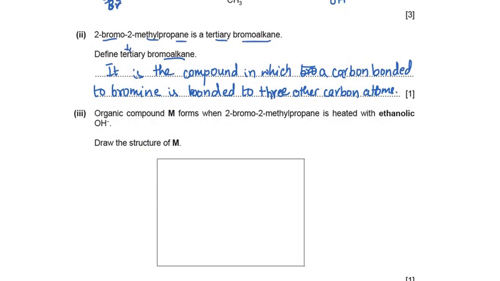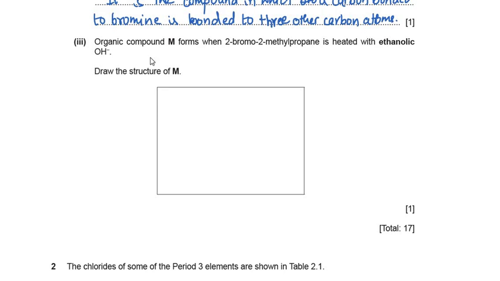The next question is: the organic compound M forms when 2-bromo-2-methyl propane is heated with ethanolic OH minus. Draw the structure of M. Now if a haloalkane where bromine is bonded to an alkane chain is heated with ethanolic OH minus, you can also call it ethanolic NaOH, then that is an elimination reaction where the halogen will be removed and in its place an alkene will be formed.